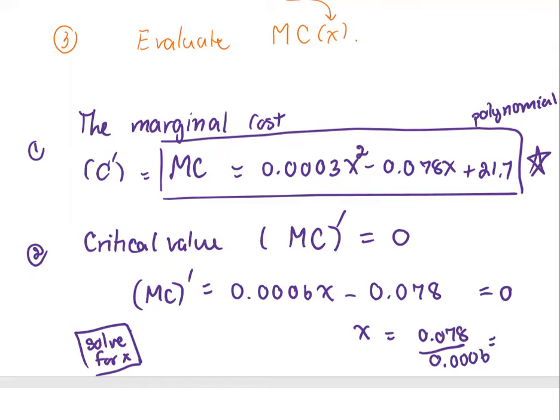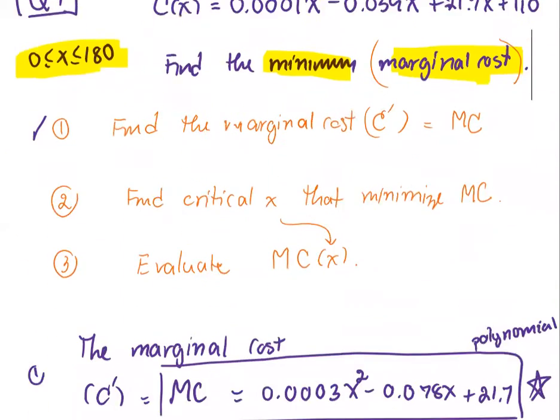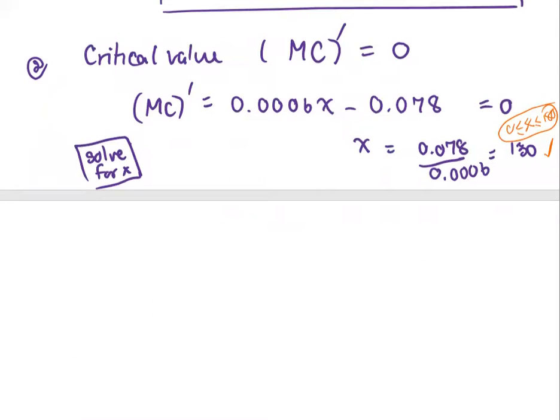Min, could you tell me what number you get? Okay, so we have x equals 130, which is between 0 and 180. So we continue to use the same value. Then after we find the critical value for the derivative of the marginal cost, we're going to replace it into the marginal cost. So step number 3.